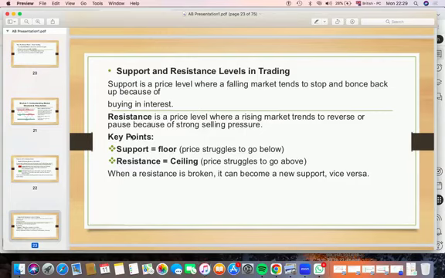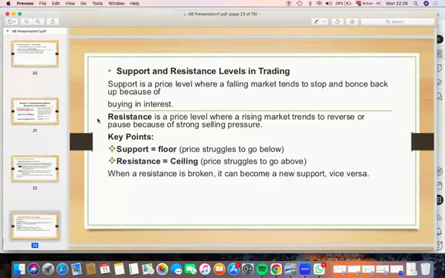Okay. So our resistance level is the price level where a rising market tends to reverse or pause because of strong selling pressure. When there's a lot of selling in the market, people will constantly be selling at that area, which means at a point they get exhausted. So the asset they are selling will finish. There will still be a lot of demand, but low supply, which means the market will now tend to drop. The price will tend to drop.